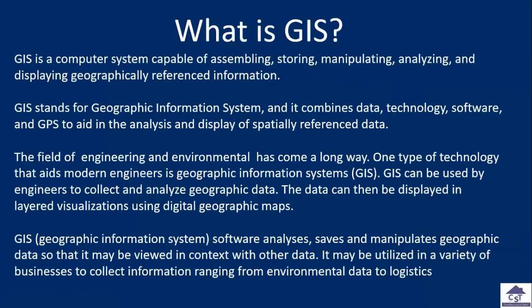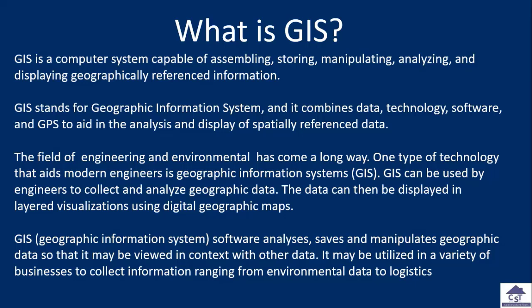Okay. We talk about what is GIS. We have been mentioning GIS in our messages and all that. Although we had a webinar before this workshop, if you attended our webinar, you actually saw this slide. So GIS is a computer system capable of assembling, storing, manipulating, analyzing, and displaying geographic reference information. GIS stands for Geographic Information System, and it combines data, technology, software, and GPS to aid in analysis and display of spatial reference data.